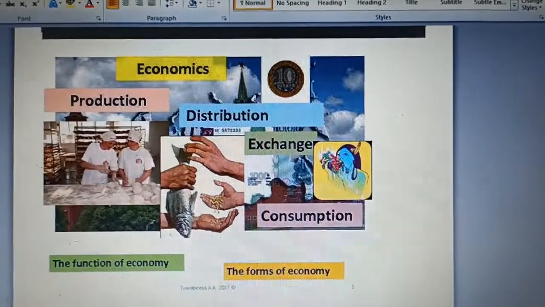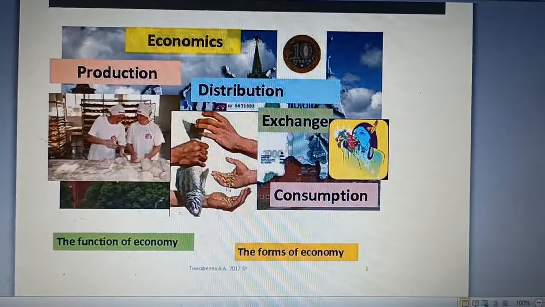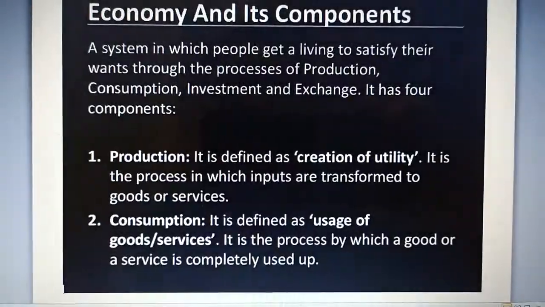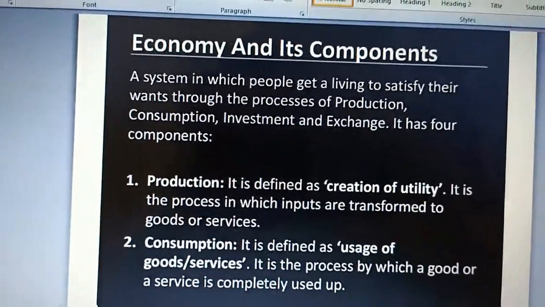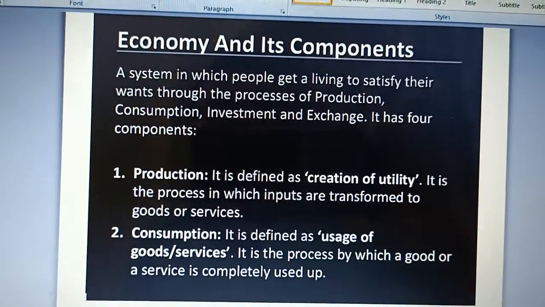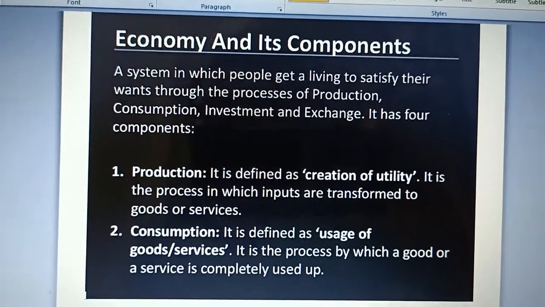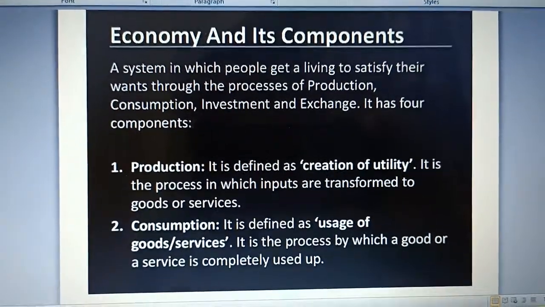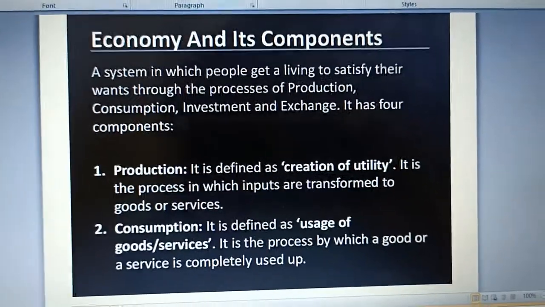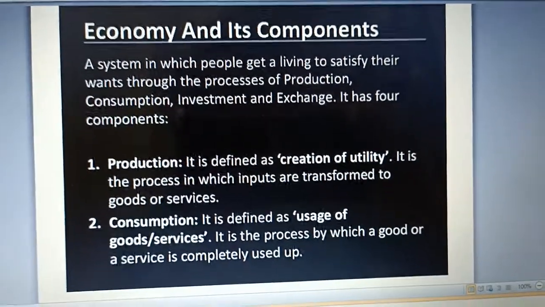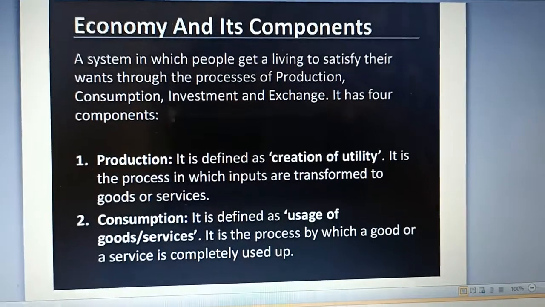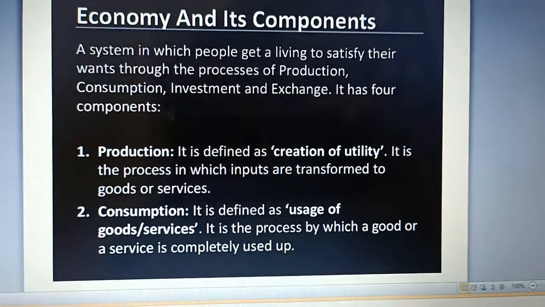These are some basic: production, distribution, exchange, and consumption. We will explain one by one. See here. Production means creation of utility. It is the process in which inputs are transformed into goods and services. Means conversion of input into output. Suppose we have wheat, we convert it into flour, flour into bread. Naturally, we created utility in wheat, and that becomes bread, and that is costlier than wheat.